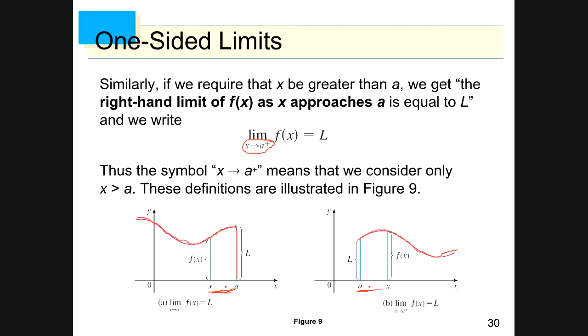But if these two limits are different, for example, if here I get L and here I get something else, then you say the limit as x approaches a does not exist. So for a limit as x approaches a number a to exist, the limit from the left and from the right must exist and they must be the same.